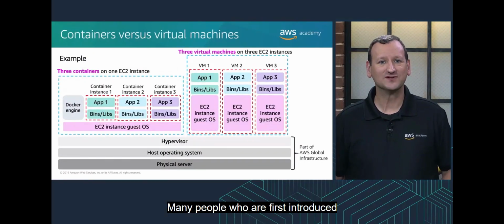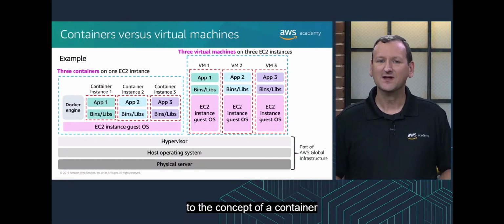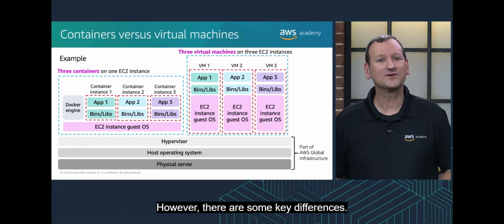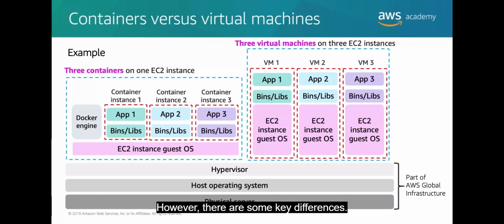Many people who are first introduced to the concept of a container think that containers are exactly like virtual machines. However, there are some key differences. One significant difference is that virtual machines run directly on a hypervisor, while containers run on any operating system if they have the appropriate kernel features to support Docker host software and the Docker daemon is present.